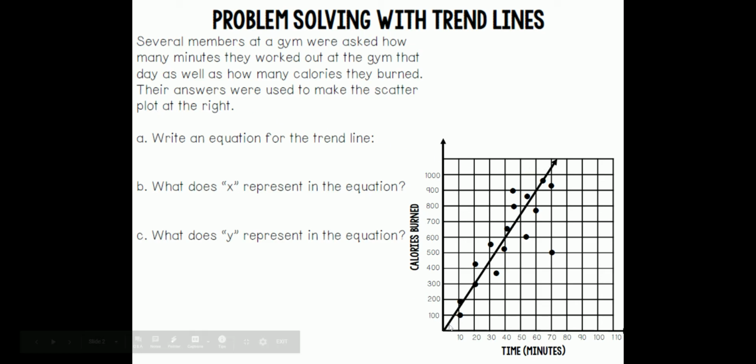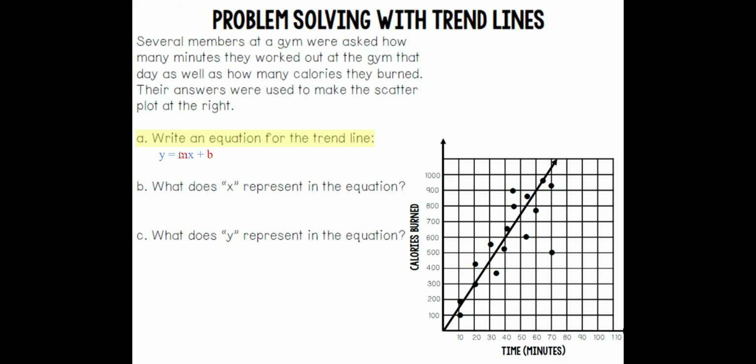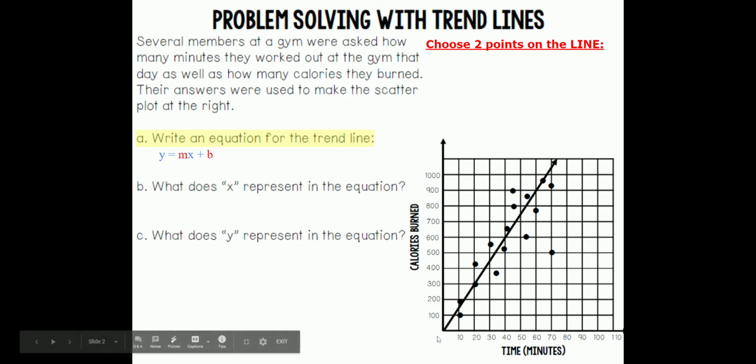So we made this scatter plot and made this trend line using the data we got. Write an equation for the trend line. So remember, the equation of a line is y equals mx plus b, where m is the slope and b is the y-intercept, which is where this line touches the y-axis. So to find the slope, we are going to use the slope formula. And to do that, we need to use 2 points in the line.